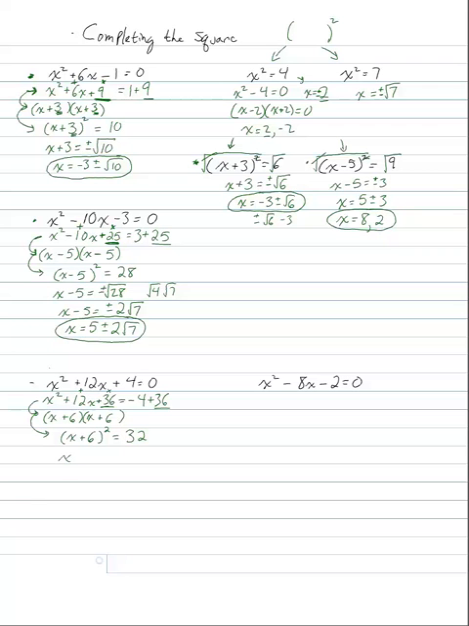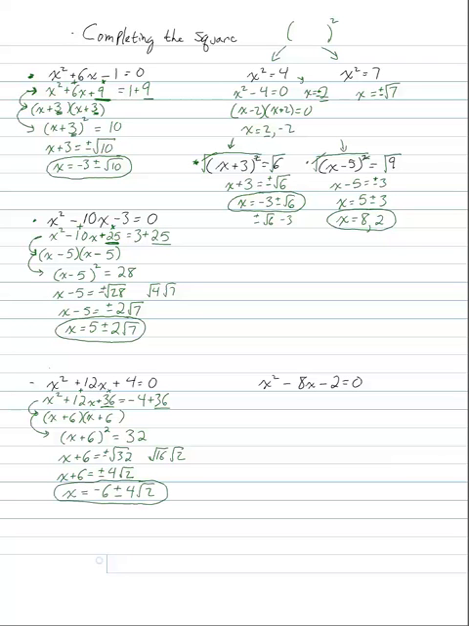x plus 6 equals square root of 32. Don't forget to throw in the plus or minus. Square root of 32, I can rewrite: square root of 16 times square root of 2. So I'm going to have x plus 6 equals plus or minus 4 square root of 2. And x equals minus 6 plus or minus 4 square root of 2. And that's it.